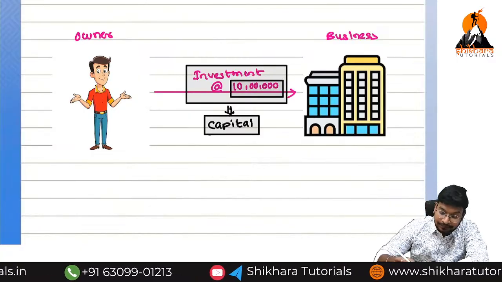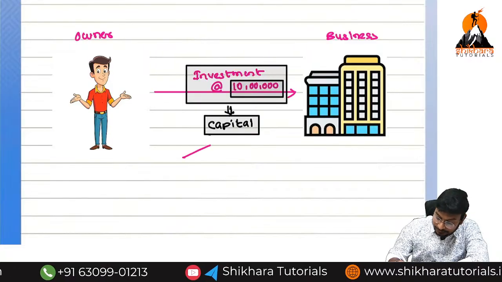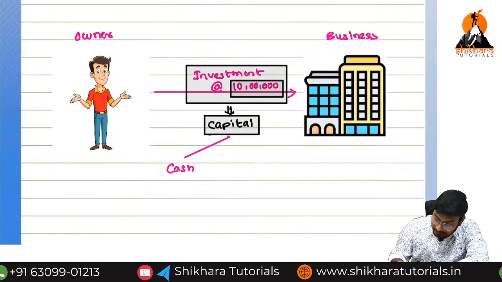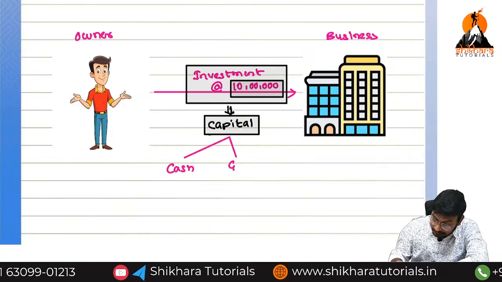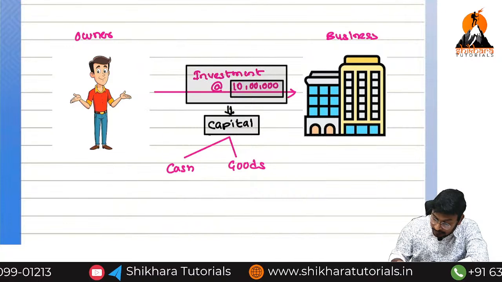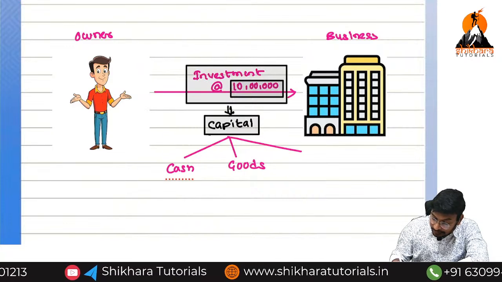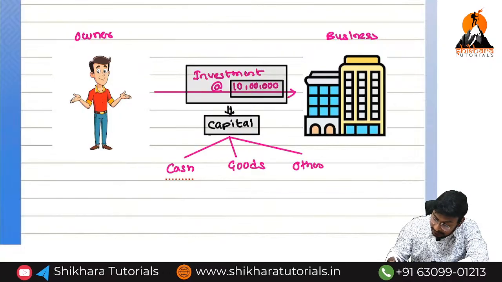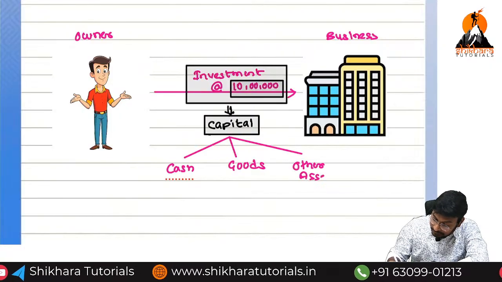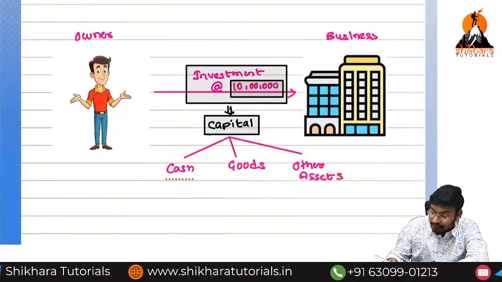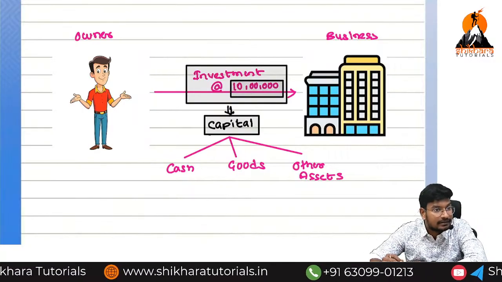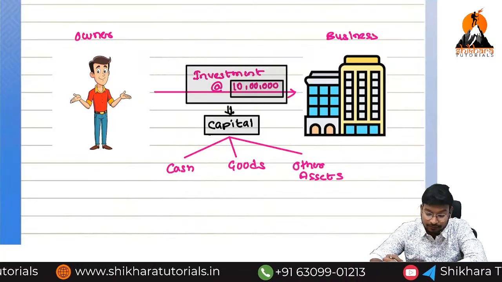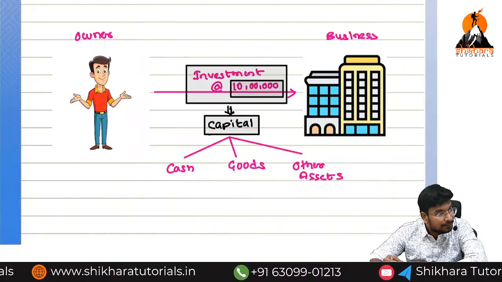Anything means what? He can bring it in the form of cash, he can bring it in the form of goods, or he can bring it in the form of any other assets other than cash. Here cash is also called an asset. If you bring any other asset into the business, you are going to call it capital itself.